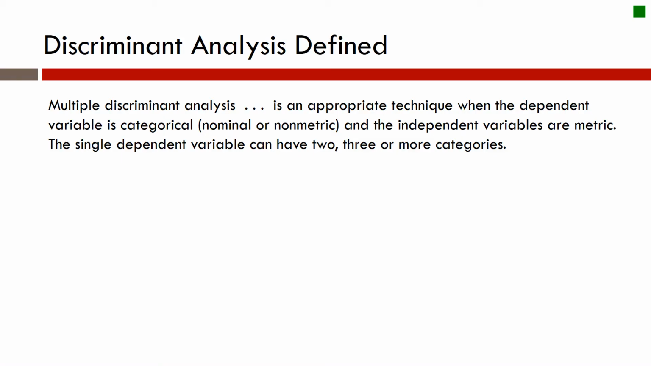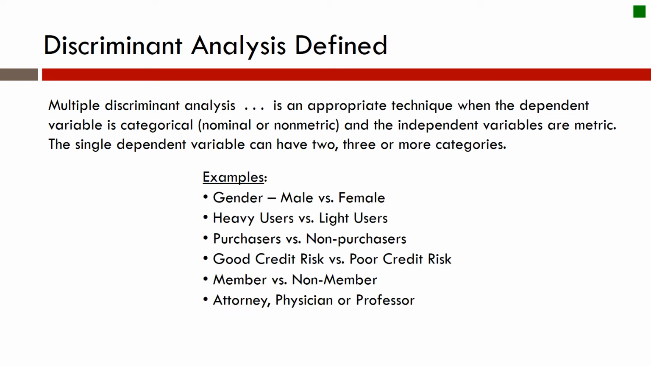We're talking about multiple discriminant analysis. We're talking about using non-metric dependent variables which have different levels available to them, like a low, medium, or high, or maybe different group classifications, and then a series of metric independent variables. So we can have a lot of different applications of this, certainly in marketing.